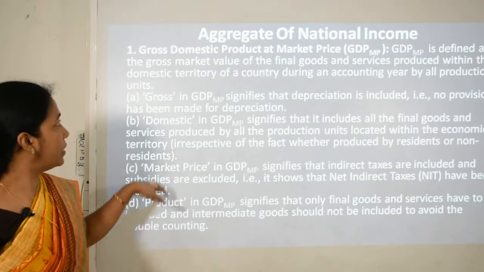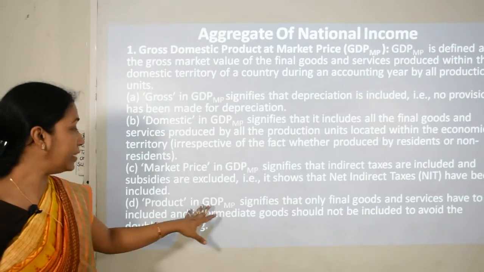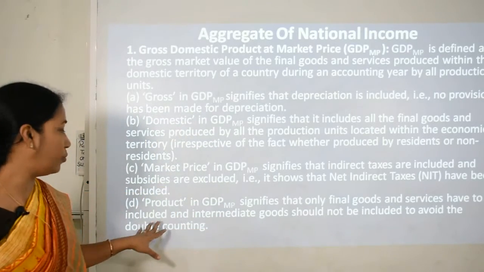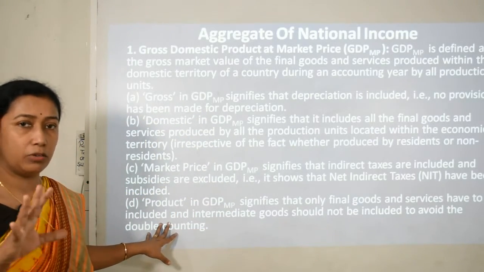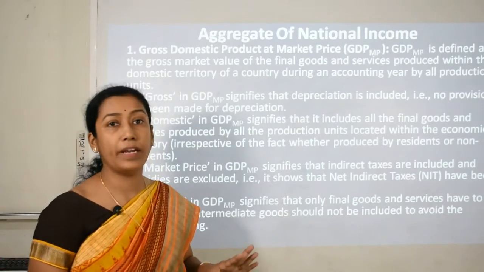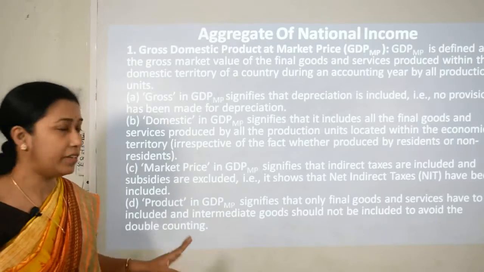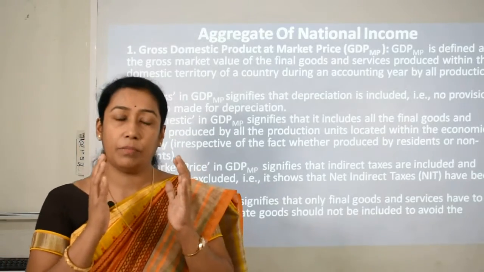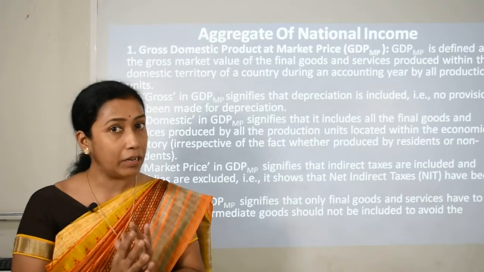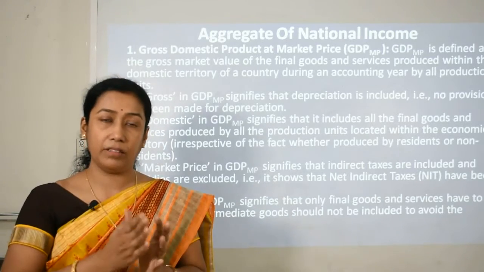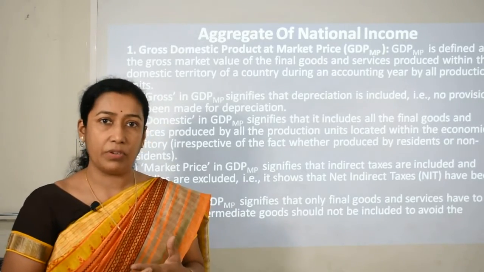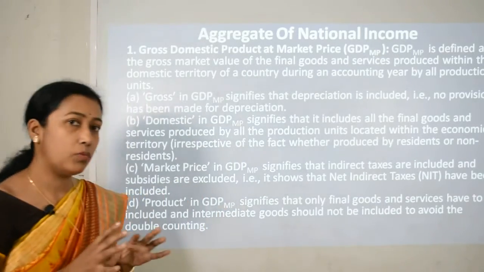Then product, P for product. Now, product in GDP at market price signifies that only final goods and services have to be included. That is, all those final goods and services are included, whereas intermediate goods should not be included, just to avoid double counting. That is, when we are making final goods and services possible, intermediate goods are already included in that. So, if we again add the price or value of intermediate goods, then it will lead to repetitive counting, that is double counting. Okay. So, we want to avoid that.